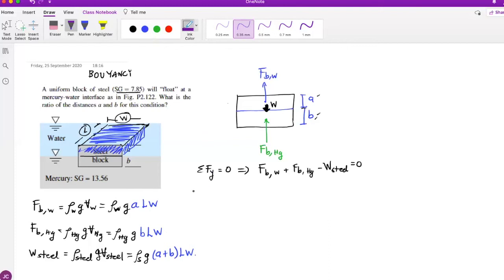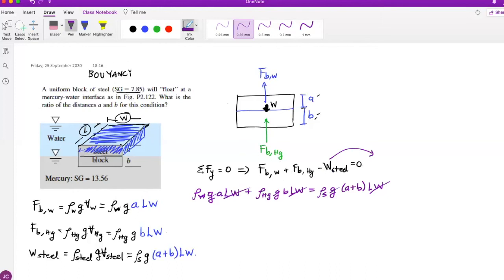So I will put here rho W, g, A, L, W, good, plus rho Hg, g, B, L, W equals, I'm going to put it from the right part, and this thing will look like rho of the steel, density of the steel, g, A plus B, L, W. So maybe you see that LW is not relevant in this case. The g also appears in every other term of this equation, so I don't actually need it.